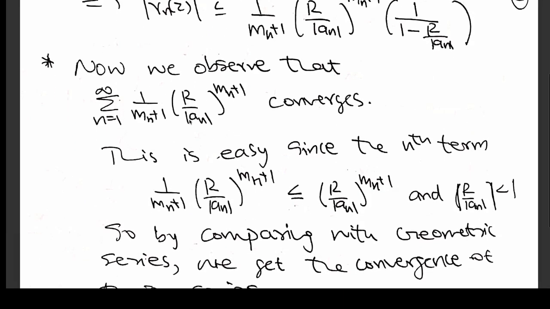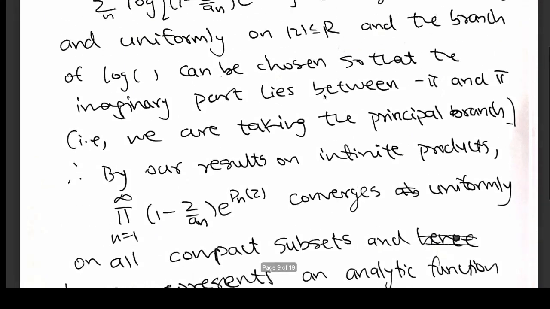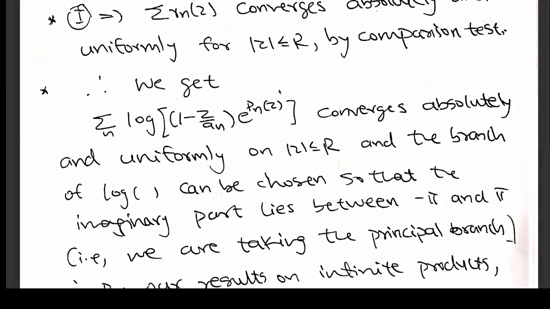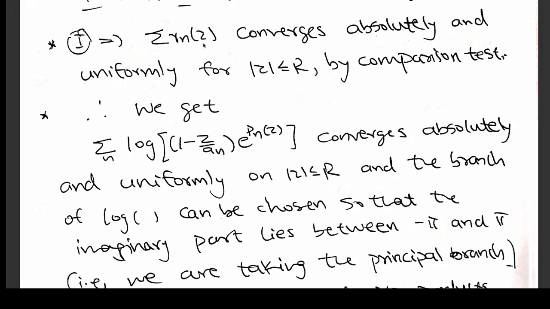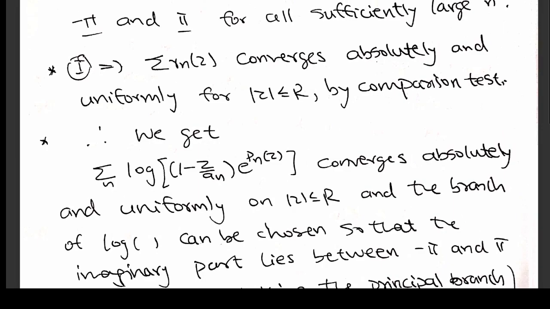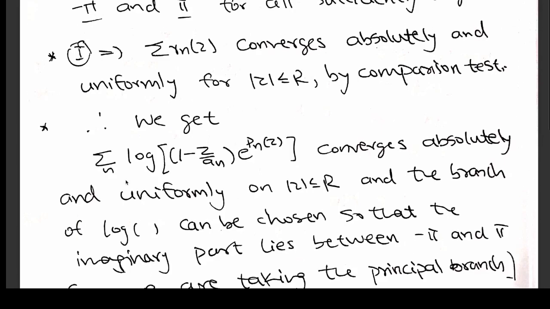Now you can easily prove that this series is convergent. Therefore, the series with nth term Rn(z) will be convergent by the comparison test. So that's all from the one. So you have the summation of Rn(z) converges absolutely and uniformly on |z| less than or equal to R by the comparison test. Also, you can choose the imaginary part of Rn(z) to lie between minus pi and pi. Therefore, my claim is justified. That means the summation of log of this quantity converges absolutely, where you are taking the principal branch of logarithm.